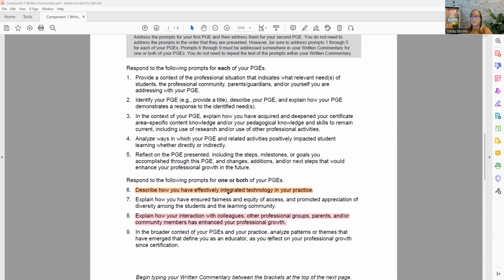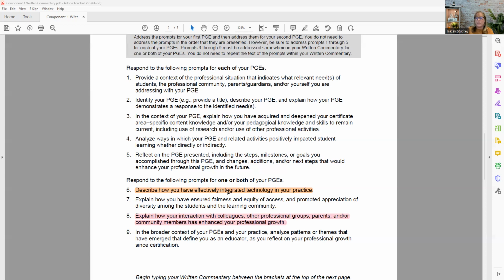All right, question number 8: explain how your interaction with colleagues, other professional groups, parents, and or community members has enhanced your professional growth. Bottom line here is that this number 8 adds to your milestone. It helps you go from that target of being within the walls of your classroom outward to create a bigger effect size on more people in a bigger way. Also, it's that old adage, it takes a village to raise a child. It's part of the National Board core propositions. We are part of a learning community.